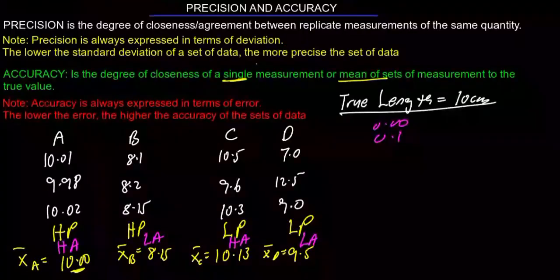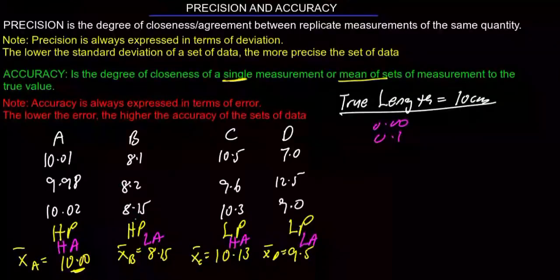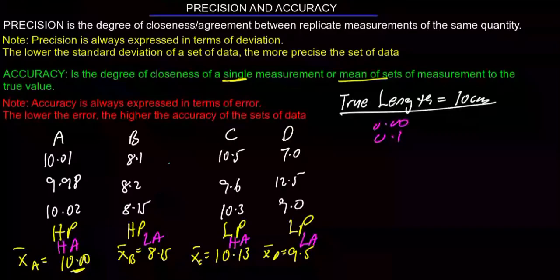What's the next point here? Precision is always expressed in terms of deviation. The lower the standard deviation of a set of data, the more precise the set of data. You see, all these things I'm doing are just rough estimates, okay? But there's a way to determine, and by proving it, whether it is truly accurate or precise.